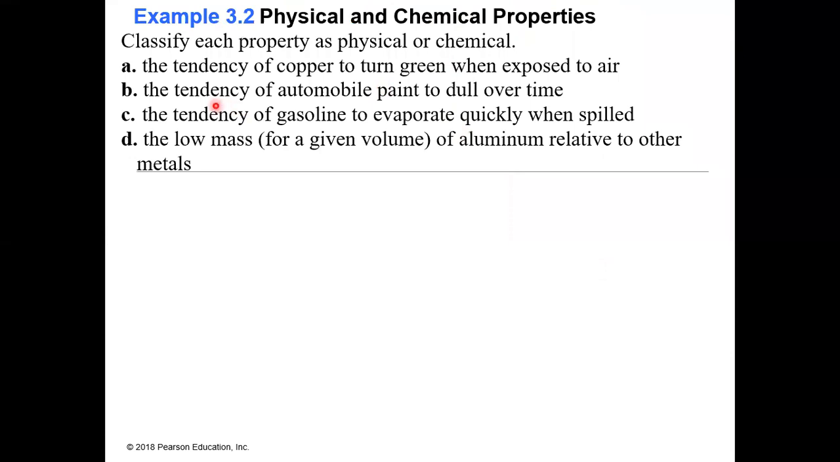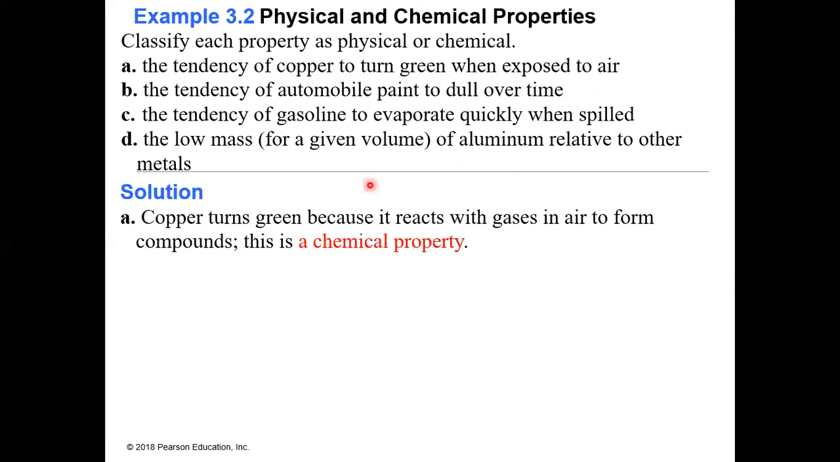Physical and chemical properties. Classify each property as physical or chemical. The tendency of copper to turn green when exposed to air. So this is a chemical property. Copper turns green because it reacts with gas in the air to form a compound, and this is a chemical property.